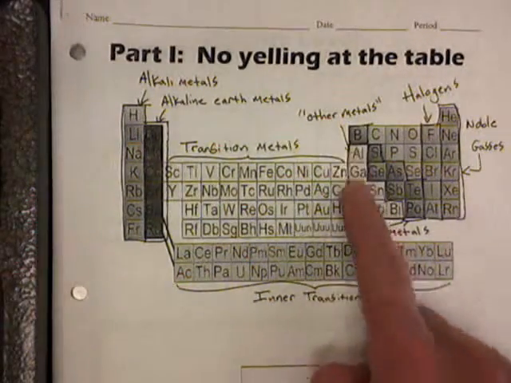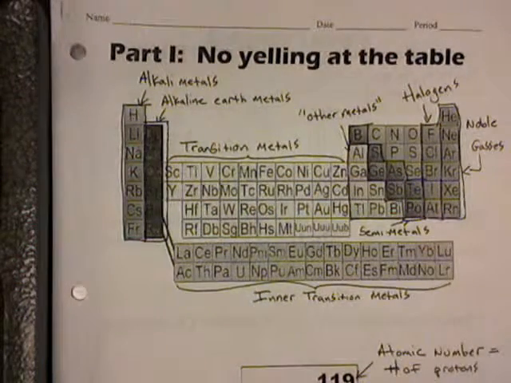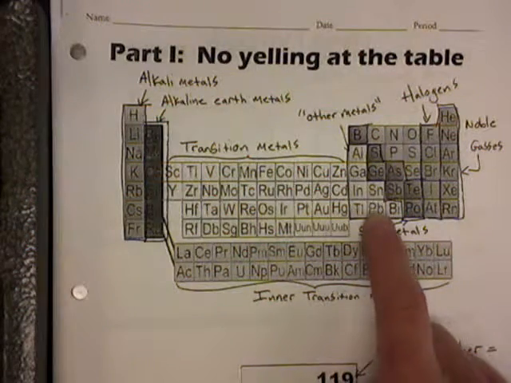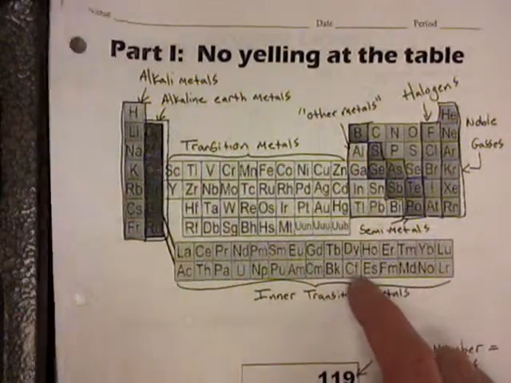You've got some other metals right here. They've got kind of interesting properties. Aluminum, for example, is a metal, clearly. It's shiny, but it's got some interesting properties. Lead is very heavy, and tin is very soft, as well as lead. So they're metals, but they're a little bit different.